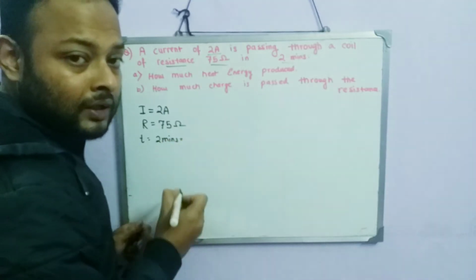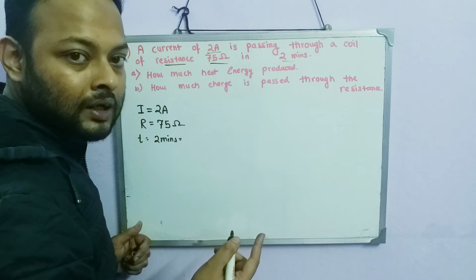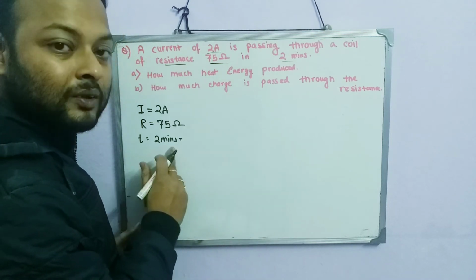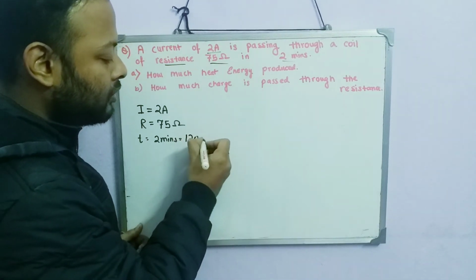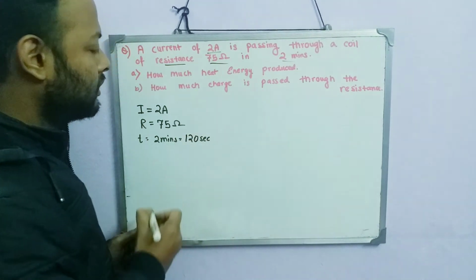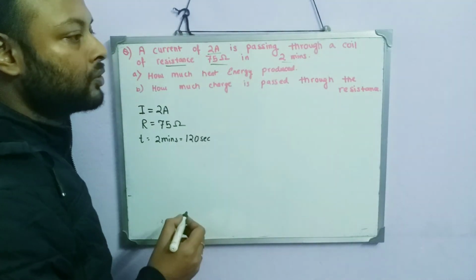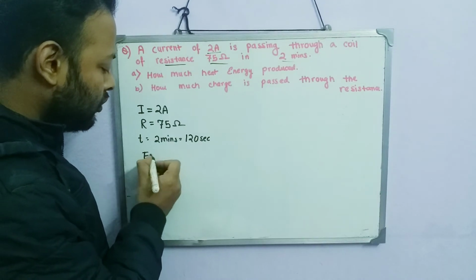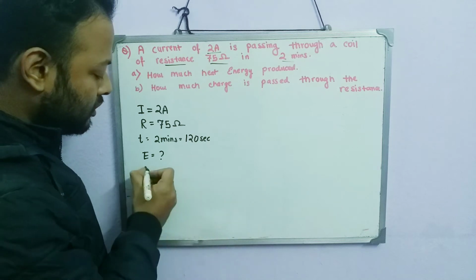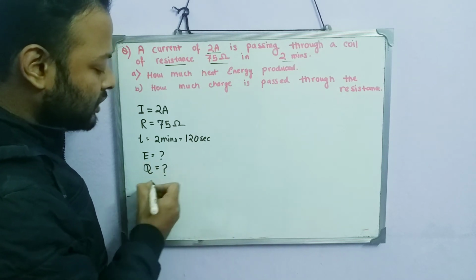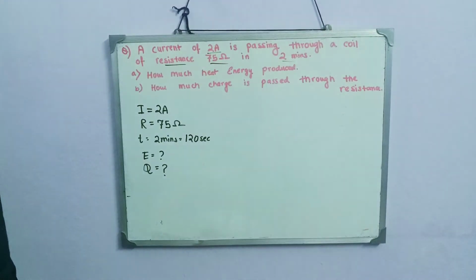I think you know that in physics the SI unit of time is seconds. So no sums are done in minutes. So I have to convert these minutes into seconds. 1 minute is 60 seconds, and 2 minutes will become 120 seconds. Clear? So they are asking you how much heat energy is produced. So they are asking you to calculate the value of energy, and how much charge is passed through the resistance. So they are asking you to find the value of charge also. Okay, no problem. We can do the sum.